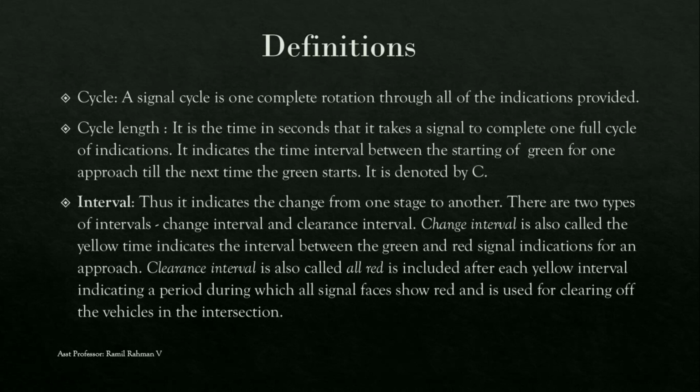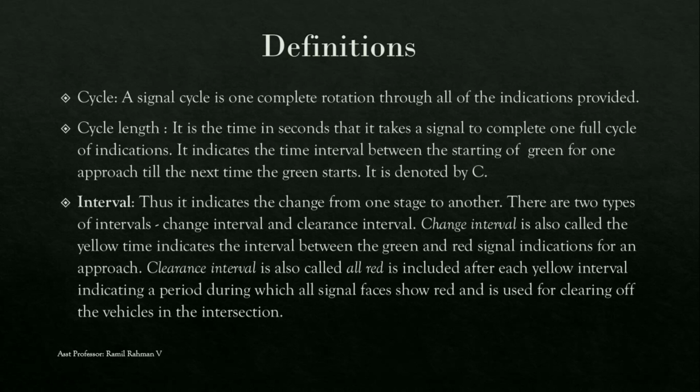A cycle is one complete rotation through all of the indications provided, and the cycle length is the time in seconds that it takes a signal to complete one full cycle of indications. It indicates the time interval between the starting of green for one approach till the next time the green starts. It is denoted by the letter C.